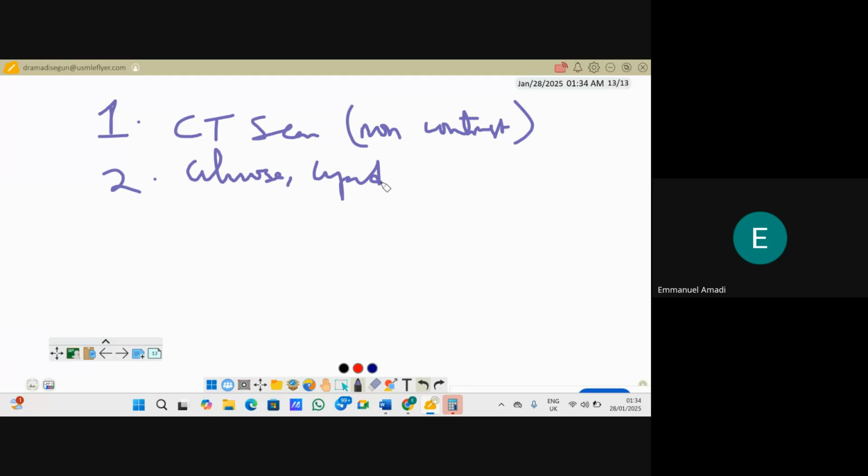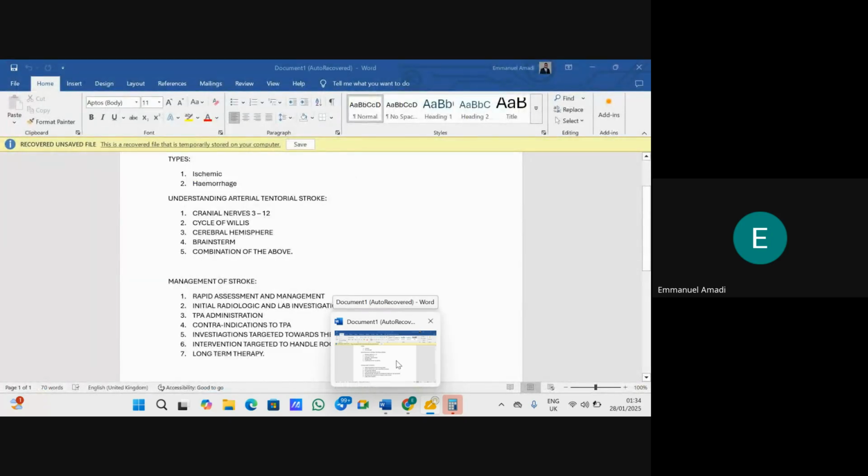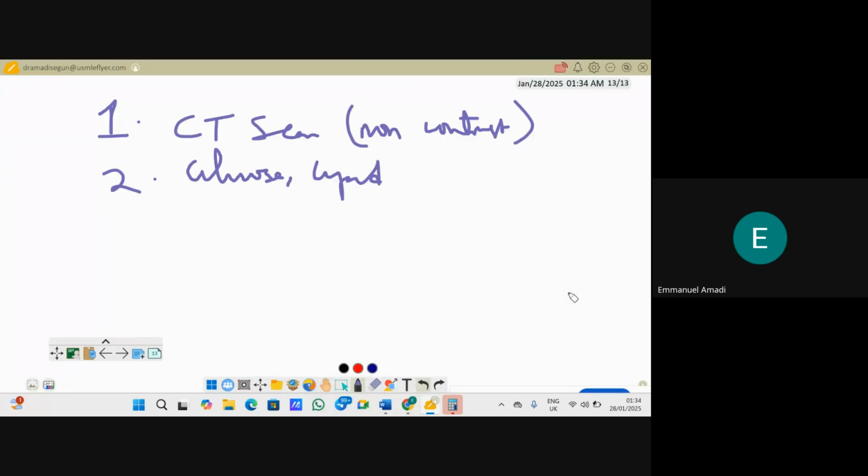Now, most of the time, in patients that have ischemic stroke, the non-contrast CT will be normal in the first 6 hours. It's going to give us a very normal study, classically.